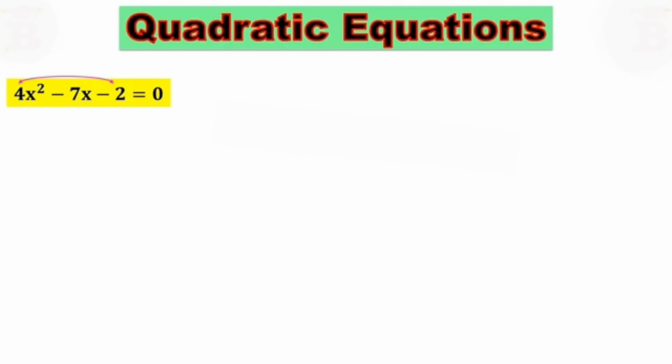The shortcut to find roots of the equation is to multiply the first and last term, that is called the product. Here 4 into minus 2 is equal to minus 8. Then change the sign and write the middle number, that is called the sum. Here the sum is 7. Now we have to find the two numbers whose product is minus 8 and sum is 7. Now we will get the numbers 8 and minus 1.